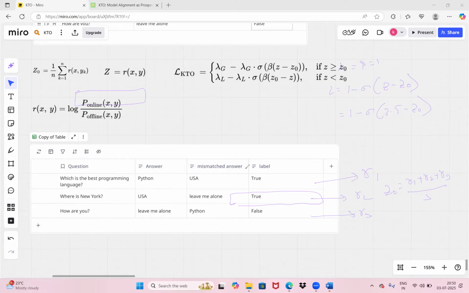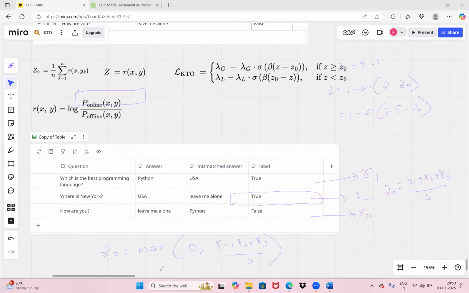So KTO paper also introduces something called as a clipping function. And what is clipping function? This is not the final z naught. It says that z naught equal to max of 0 and this z naught, which is my average reward, which is R1 plus R2 plus R3 divided by 3. So this is my final z naught. So for every row in this micro batch, I will be having same z naught value, right? So once you calculate z naught from this, you plug this value over here. That's how you calculate loss for a specific point, right?